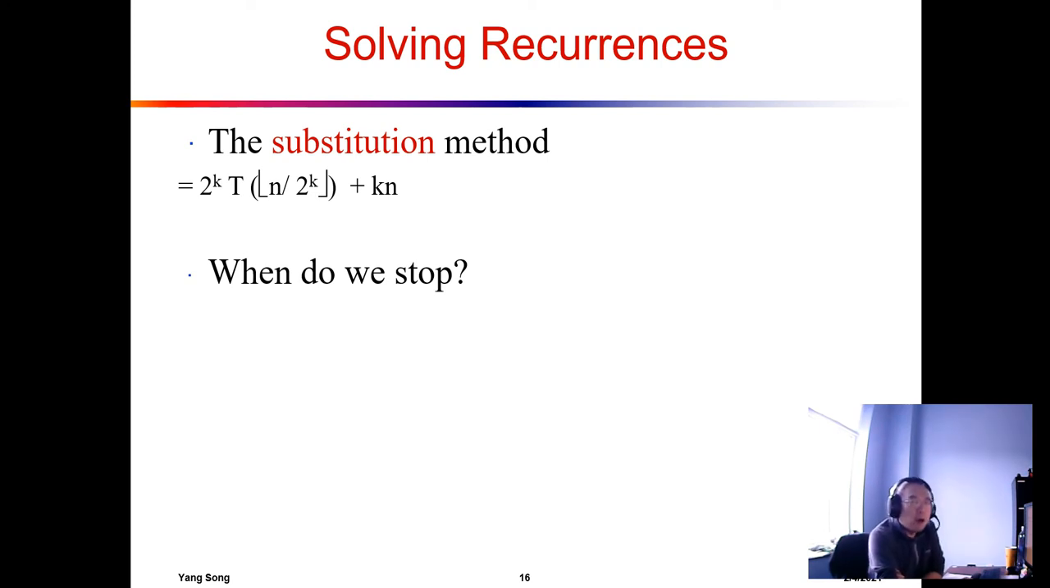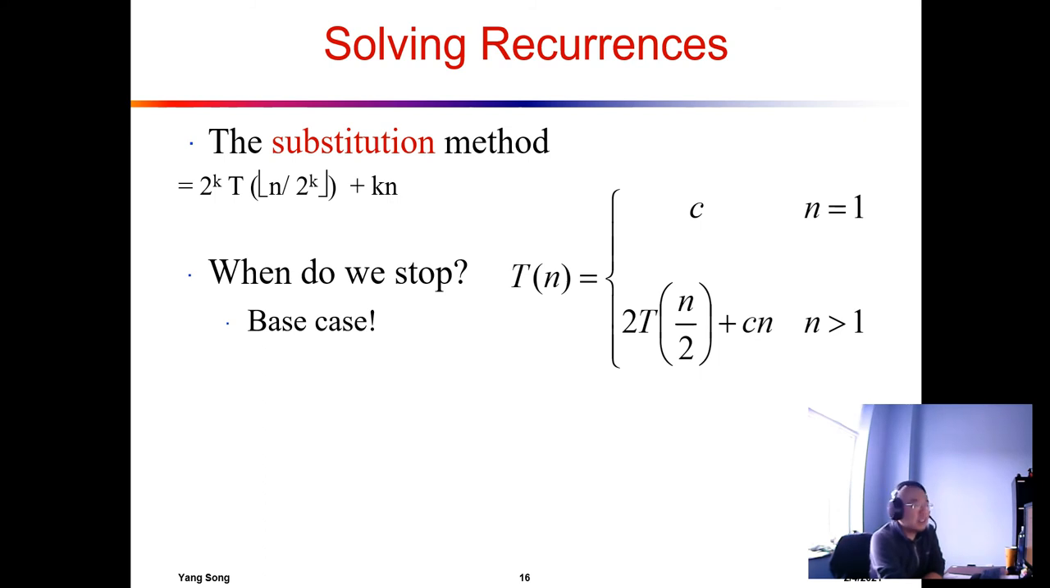There's gonna be a stop point. Even if this is a recursion, there's gonna be a stop point. So in a recursive algorithm, where do we stop? You gotta know the answer. The answer is the base case, right? So what's the base case? The base case is when n equals 1, and then the cost will be a constant, c.